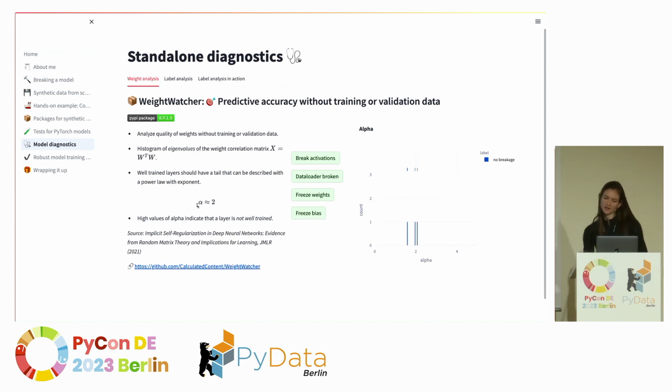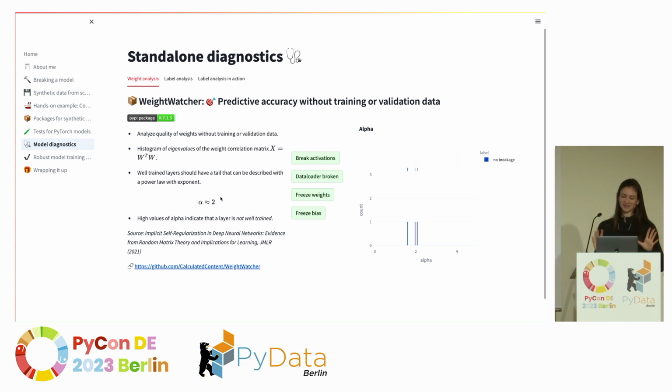I want to show you one very specific metric that this package provides. It's called the alpha value, and this value is computed for each layer in our model. Basically, we compute the weight correlation matrix, which is basically just the matrix product between our weight matrices for each layer. And if we plot the eigenvalues of this matrix on a histogram, we want the tail of the histogram to adhere to a power law. And this power law should have exponent 2.